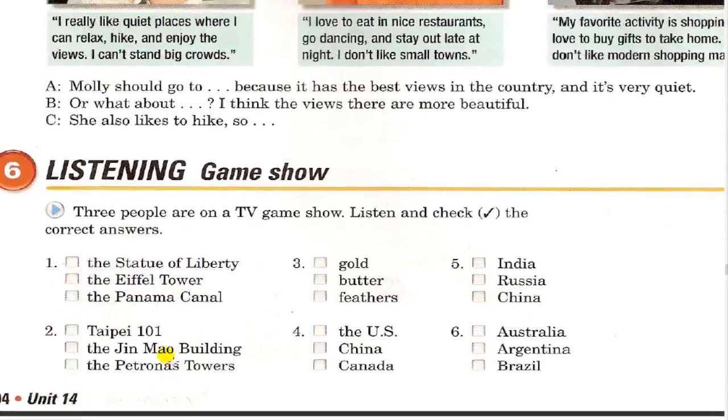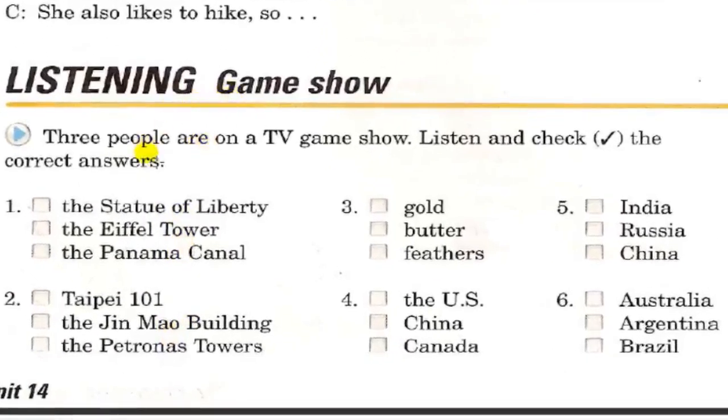Exercise 6. Listening. Game show. Three people are on a TV game show. Listen and check the correct answers. Our contestants this evening are Jack, Susan, and Jonathan. And now, contestants, let's get right to our first question. Question number 1. Which is the oldest? The Statue of Liberty, the Eiffel Tower, or the Panama Canal? Jack? The Statue of Liberty is the oldest. They built it in 1886. They didn't build the Eiffel Tower until 1889 and the Panama Canal until 1914.